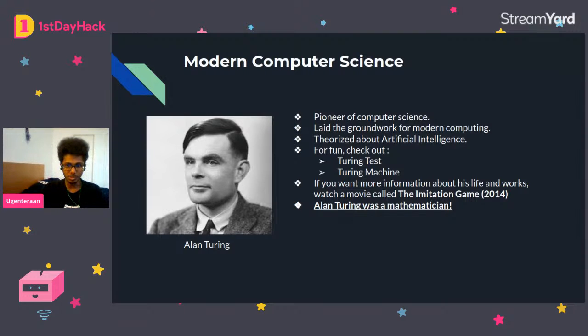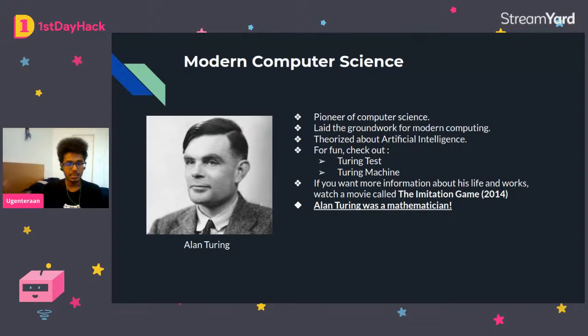It came out in 2014, starred by Benedict Cumberbatch. Not sure if you guys know him. It's a great movie, so you should watch it. And to make the cherry on top, he was actually a mathematician. So he started out as a cryptography mathematician.